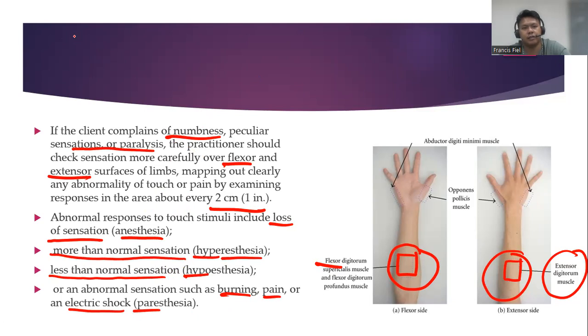Let's try to write it down. A loss of sensation is anesthesia. More than normal is hyperesthesia. Less than normal is hypoesthesia. And abnormal is paresthesia. Alright? So those are the four.